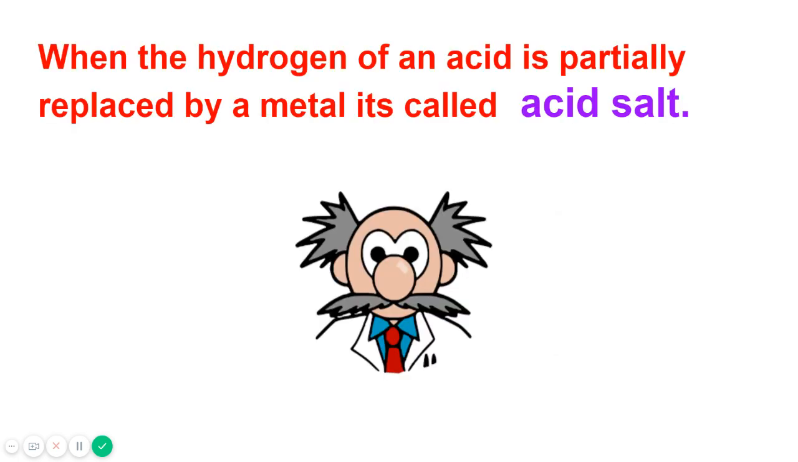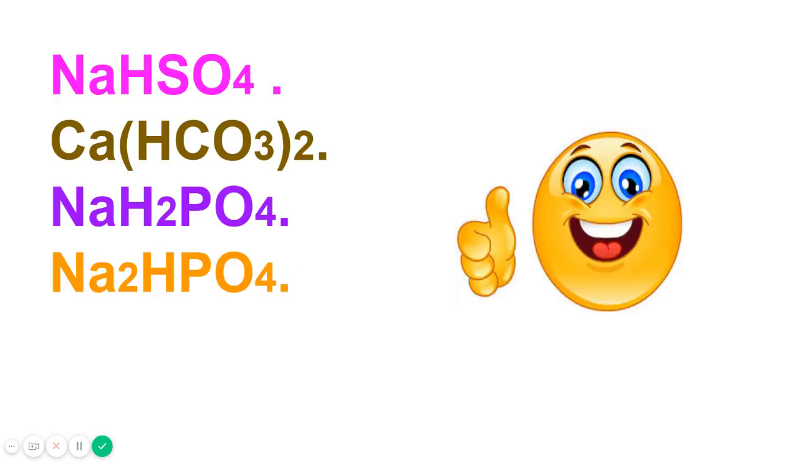Now, when the hydrogen of an acid is partially replaced by a metal, it's called an acid salt. So, it's called an acid salt. There is a difference between salt and acid salt. Now, these are the examples of acid salts. The first one is sodium hydrogen sulfate. The second one is calcium hydrogen carbonate. The third one is sodium dihydrogen phosphate, and the fourth one is disodium hydrogen phosphate. So you can see that in these salts hydrogen is present, so these are acid salts.